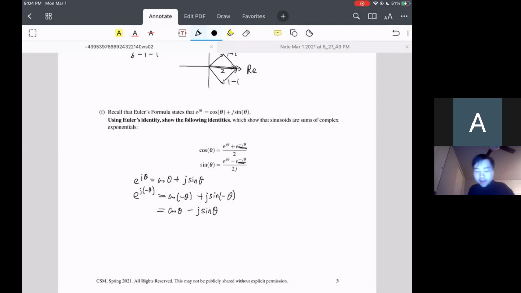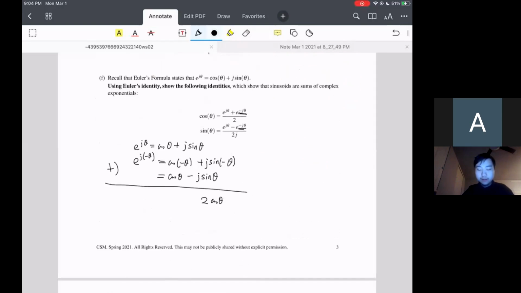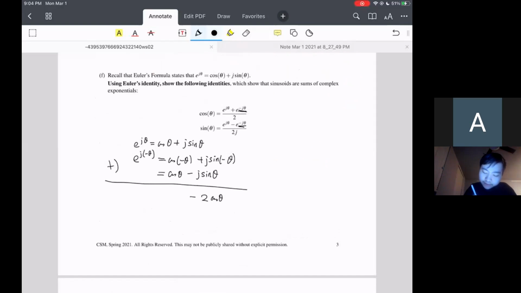All right, we then add the two equations together to see that 2 cosine of theta, because the sine terms just cancel out, is equal, on the left-hand side, to e to the j theta plus e to the negative j theta. Okay, so we see that cosine of theta is equal to 1/2 times e to the j theta plus e to the negative j theta.